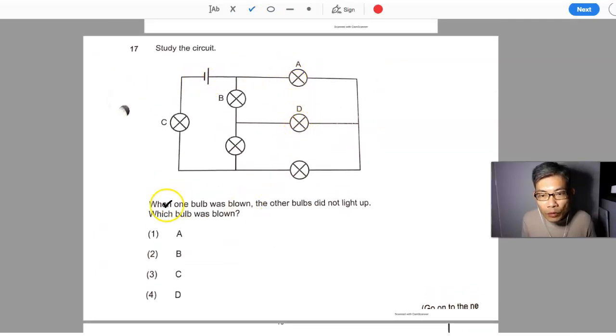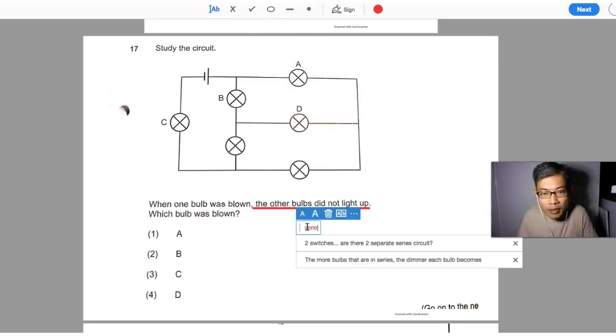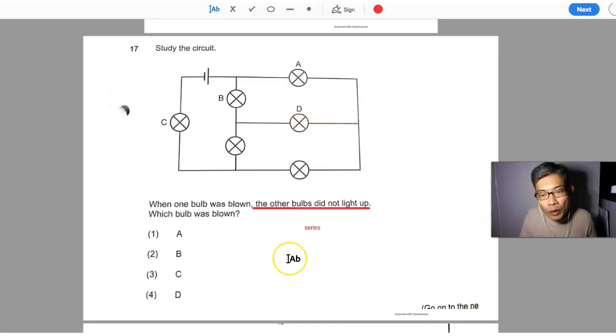Study this circuit. When one bulb was blown, the other bulb did not light up. This tells me that the bulbs are arranged in series. That's why when one bulb fuses, there's a gap in the circuit and current cannot flow.